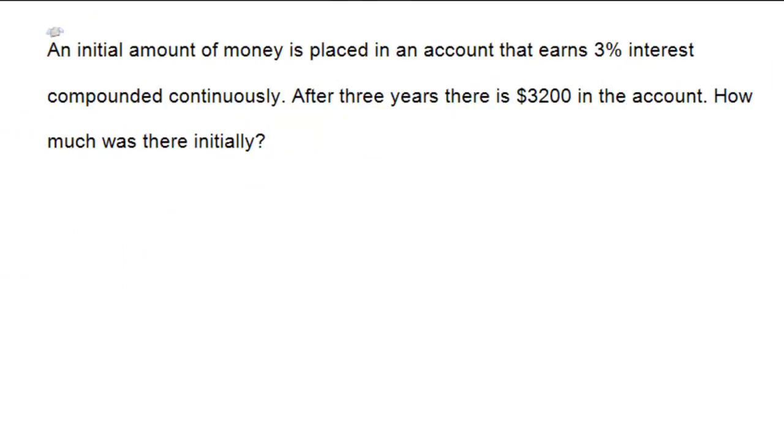...of money being placed in an account that earns 3% interest compounded continuously. So this is a continuously compounding interest problem. After 3 years, there's $3,200 in the account. How much was there initially? So recall that for continuously compounding interest, our formula is the aggregate or total is P e to the interest rate times the time. So you can remember this as PERT.